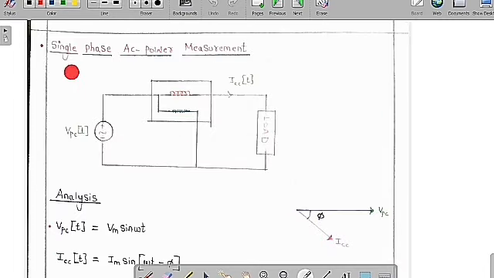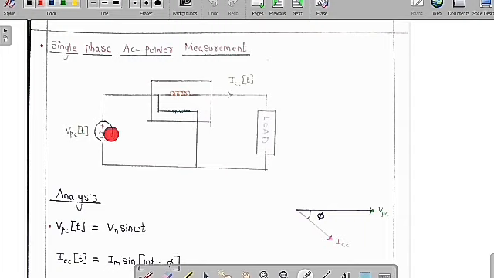So now we are going to study single phase AC power measurement. Suppose I want to find the power consumed by this load. In order to do this, we are going to keep an EDM or dynamometer, which basically has a current coil and also a pressure coil. With the help of this we can measure how much power is consumed by this load.